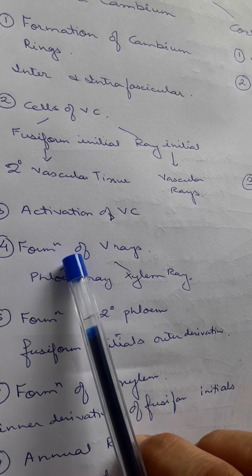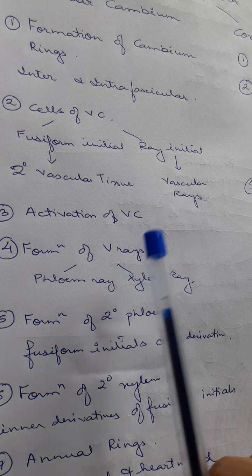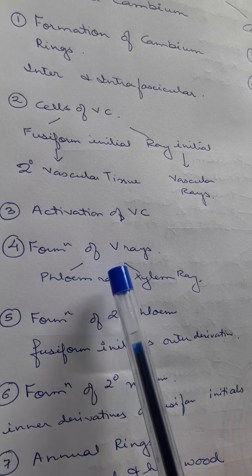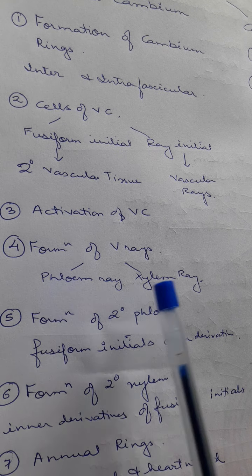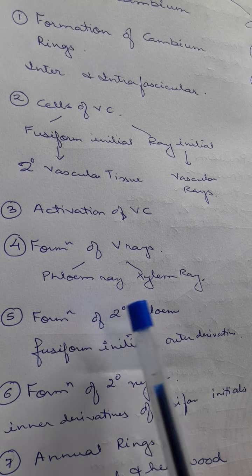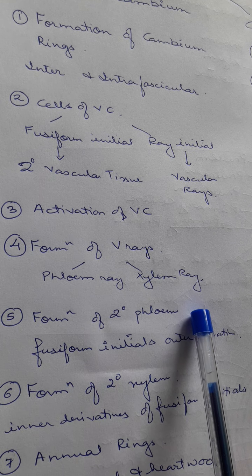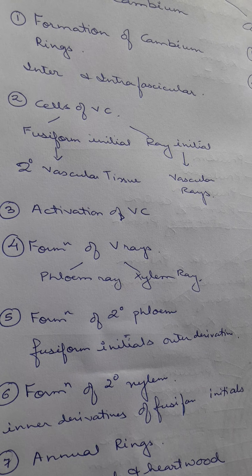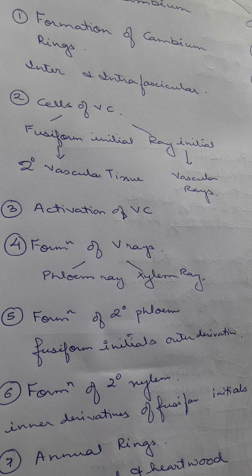Now, the formation of vascular rays, already we have said that the ray initials help in the formation of vascular rays. These rays are of two types, the phloem ray and the xylem ray. Phloem ray will help in conduction of food, and xylem rays will help in the conduction of water and minerals. Okay. Then comes the formation of the secondary phloem or bast.